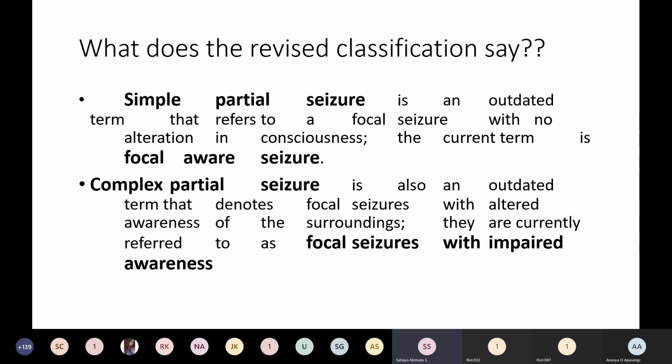When earlier we had a classification as generalized seizure and partial seizure, I hope you would have heard terms like simple partial seizure and complex partial seizure. By simple partial seizure, we would usually mean a focal seizure with intact consciousness. This term is now replaced by focal aware seizure. Simple partial seizure is no more used. Similarly, complex partial seizure was a focal seizure with altered sensorium or altered consciousness. Now it has been replaced by focal seizure with impaired awareness. So simple partial is replaced by focal aware, and complex partial has been replaced by focal seizure with impaired awareness.